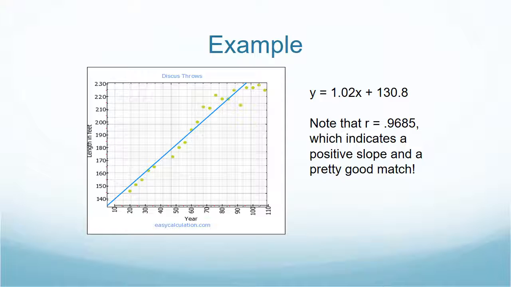The r that came with it is 0.9685, which tells us the slope is positive, and it's actually a pretty good match. If you look at it, the line is very close to most of the points. Up near the top, you have some more variation, but down near the start, they're very close. And again, usually in real world statistics, you're not going to have a perfect line. It's very rare and very unusual, and would probably cause you to question your data if it lined up perfectly.